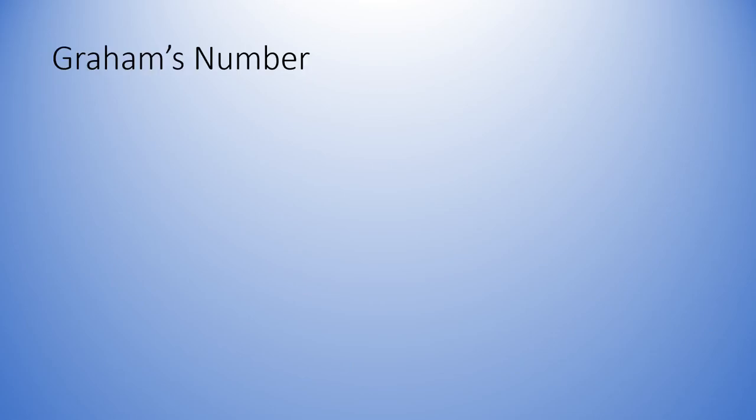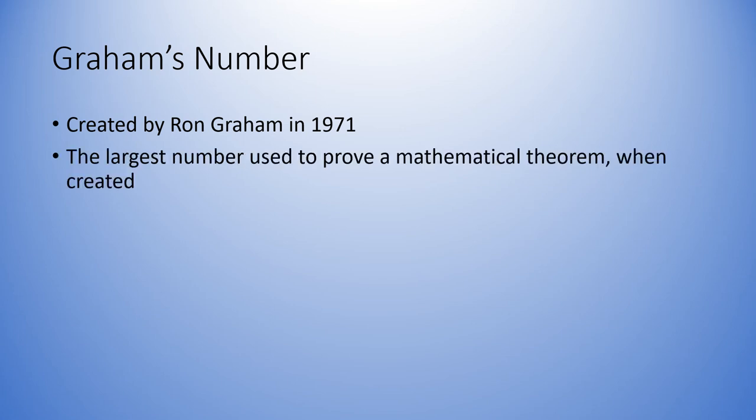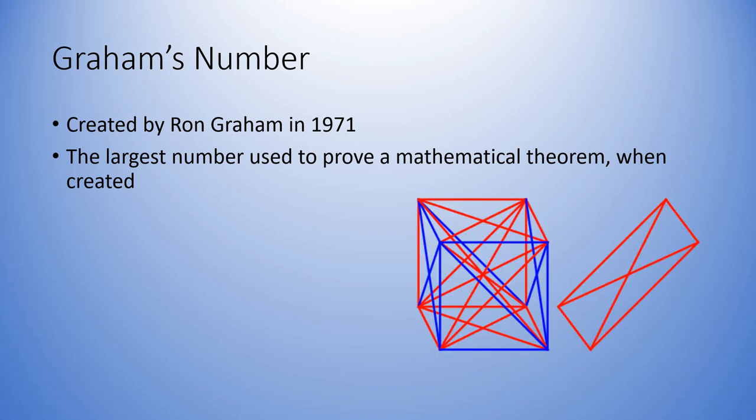Okay, so now we're going to move on to one of the more famous large numbers. We're, of course, talking about Graham's number. Graham's number was created by Ron Graham in 1971. It was the largest number ever used to prove a mathematical theorem when created. It's quite a complicated problem. It's to do with the colorings of edges and parts of squares in multiple dimensions. For the moment, we're just going to think about it that way. There are plenty of resources available to find out exactly what the problem is if you want to.